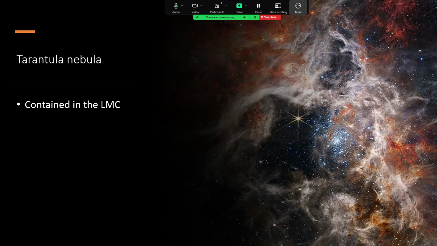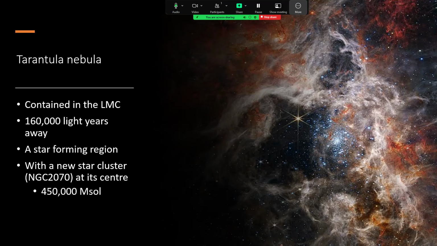It's inside the LMC, only about 160,000 light years from us, so a little bit nearer than some parts of the Large Magellanic Cloud. And what you can see is a star-forming region where all that gas and dust has been collapsing and getting squeezed together by gravity and forming new stars. And what we have is a new star cluster in the center.